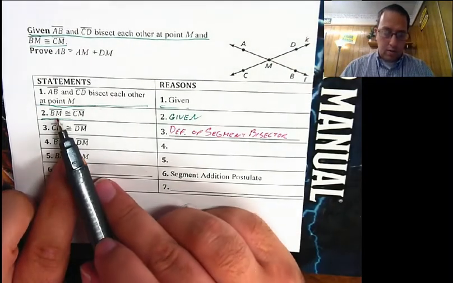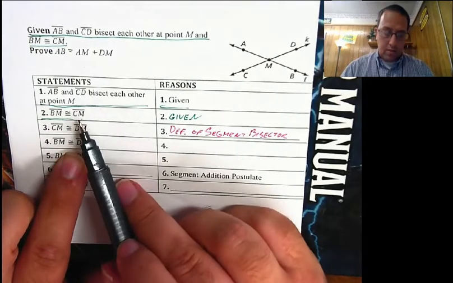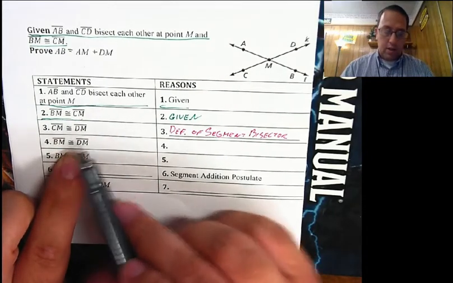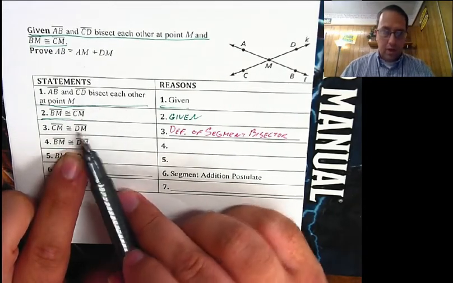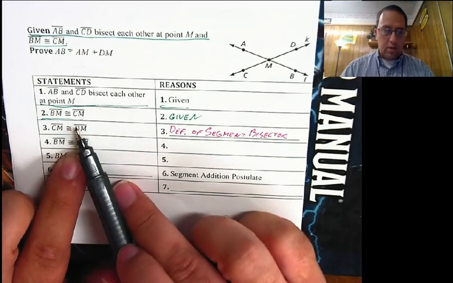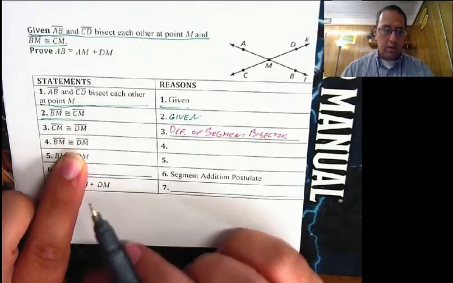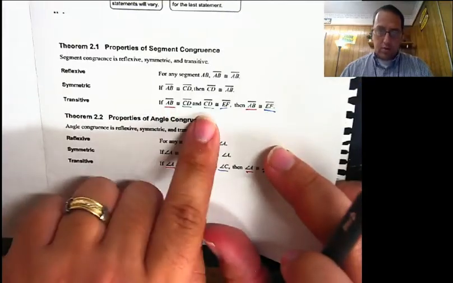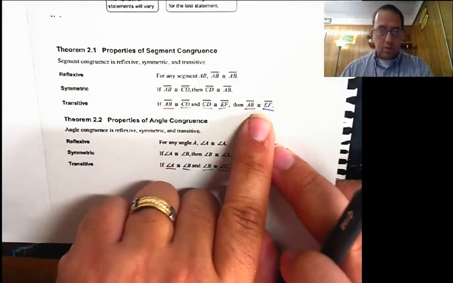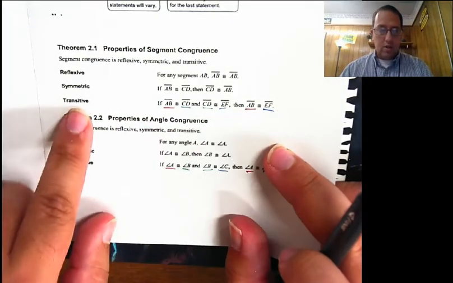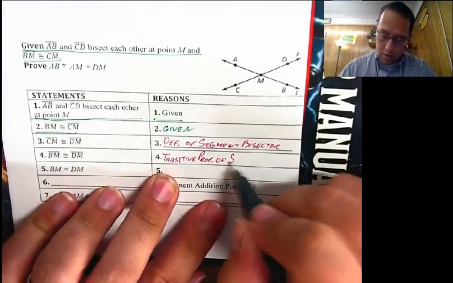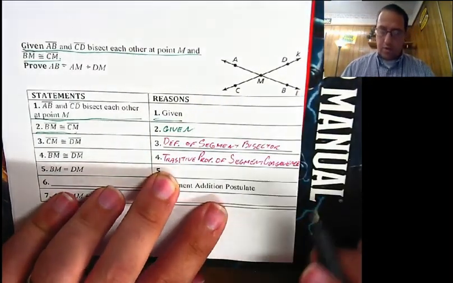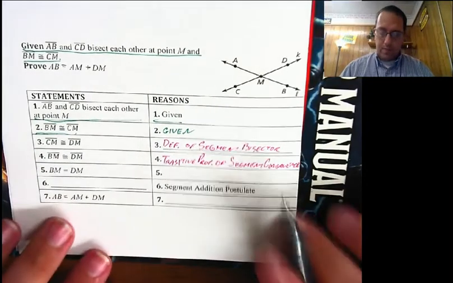But we do know that BM is congruent to CM, and CM is congruent to DM. So both of these are congruent to the same segment, right? So two segments congruent to the same segment means those two segments are congruent to each other. This is the transitive property of segment congruence. Try to remember that at the end.